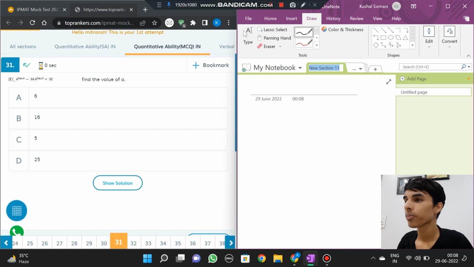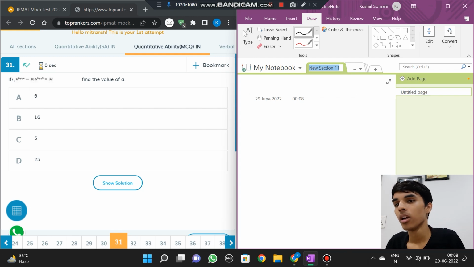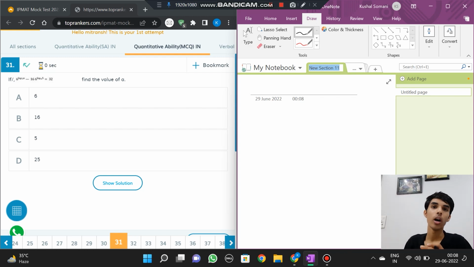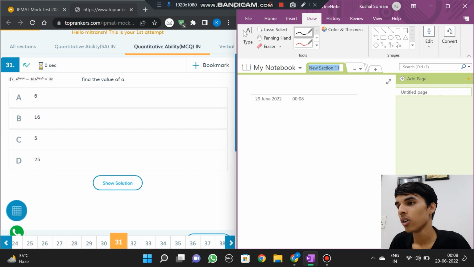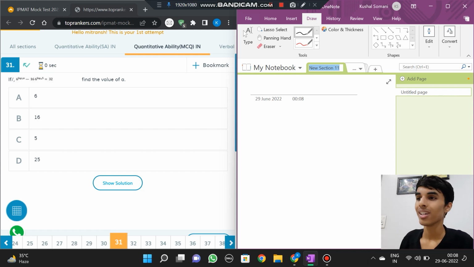If 6 to the power log 5a minus 16 into 6 to the power log a5 is equal to 32, find the value of a. I think the best approach to answer this question will be to put in the options. Since there is a minus sign here, we can't play much with the powers, and hence solving this question will be a very cumbersome task. So my advice to you will be to use the options in this case.